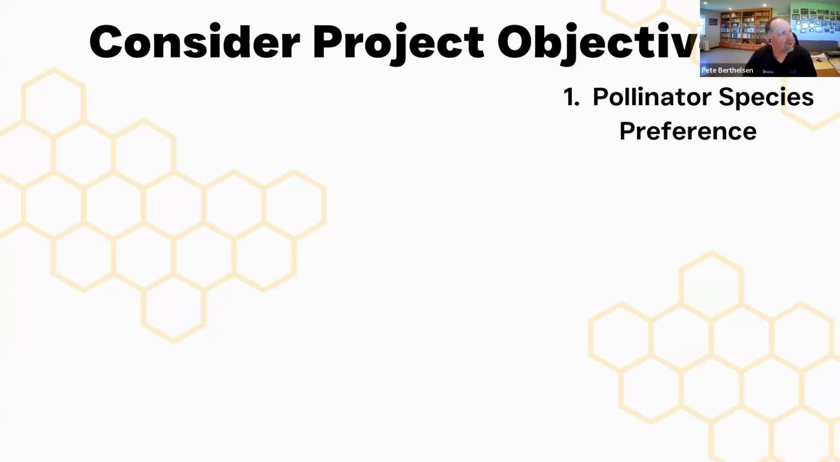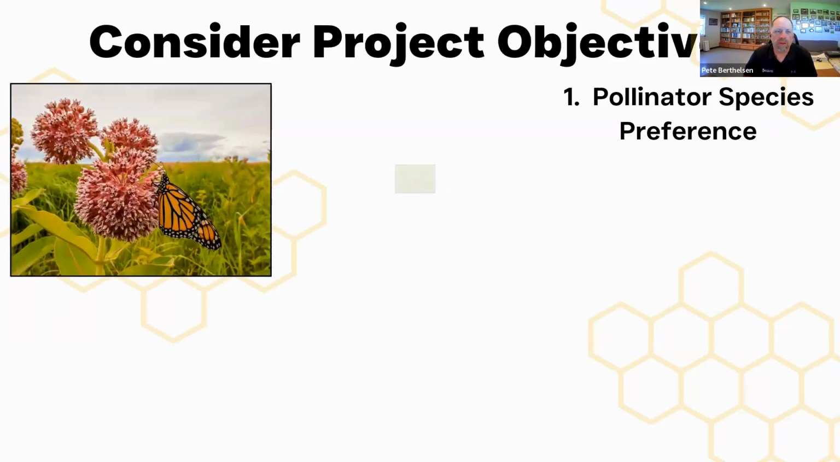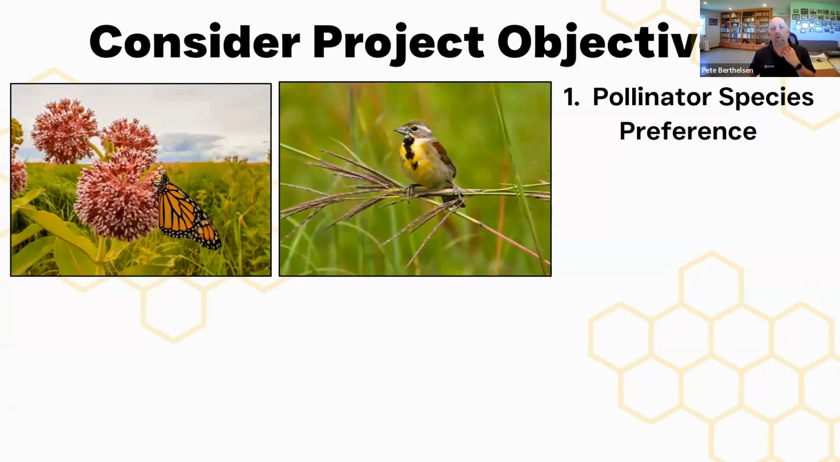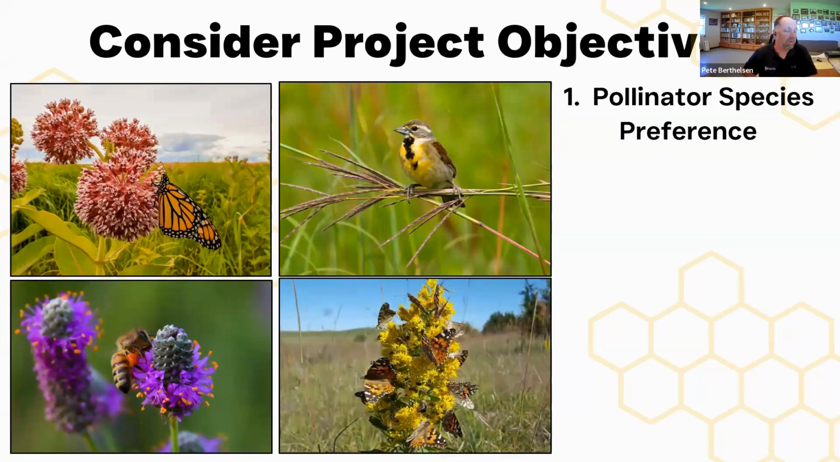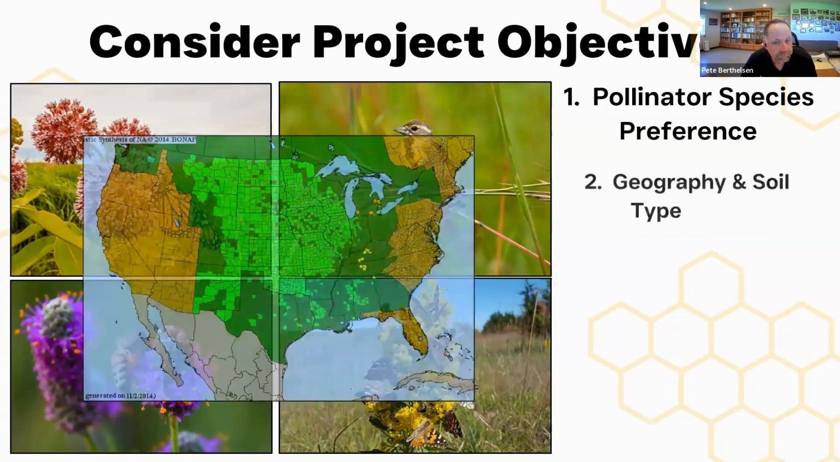So here we go, considering your project objectives. The first thing that you want to do is sit down and think about, what do I want to accomplish? Do I want to benefit monarch butterflies or grassland songbirds? Or if you're a beekeeper, do I want to benefit my honeybees and increase honey production? Or do I want to benefit as many different species as possible? Those are the objectives that you want to sit down and think about. What do you want your project to do before we do anything? Because that influences your seed mixture design.